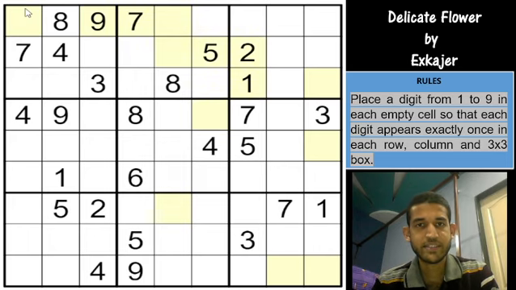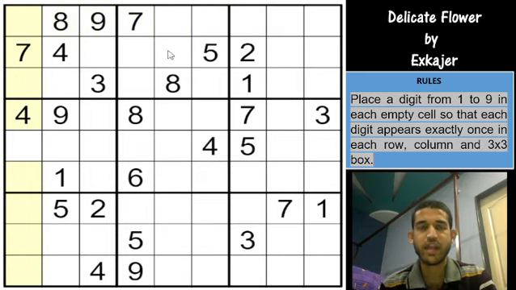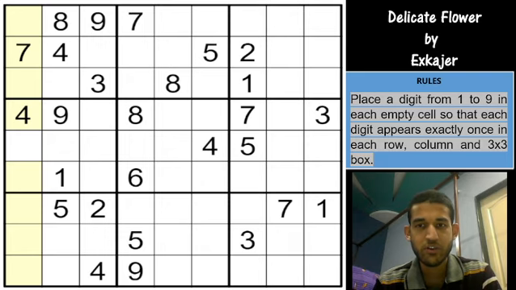The rules are simple classic rules. Each row, each column and 3 by 3 box of the grid will have digits from 1 to 9 without any repetitions. So these are the rules. Having said that, we'll just start the Sudoku now.